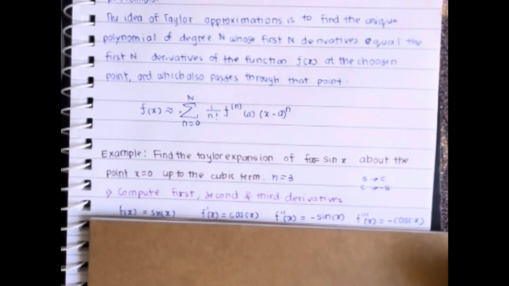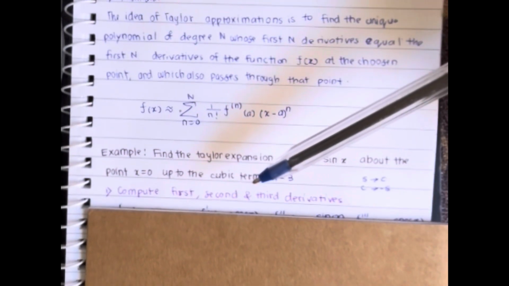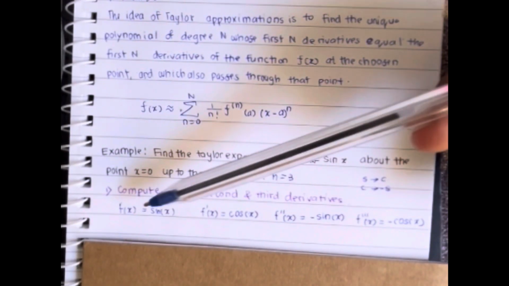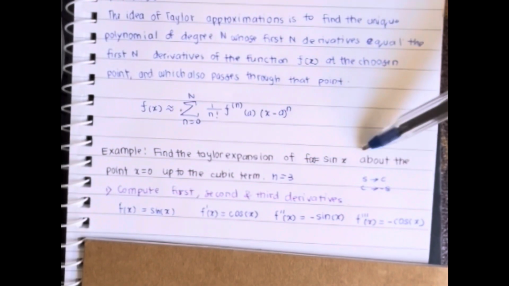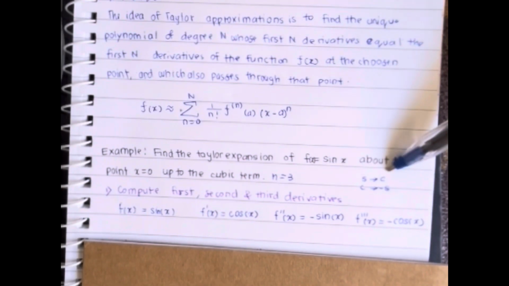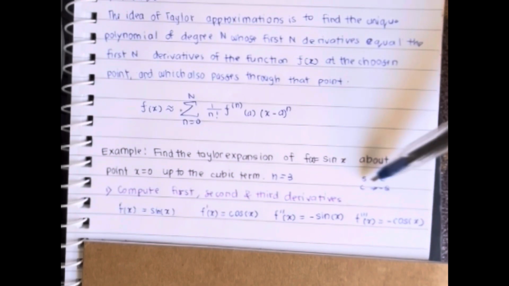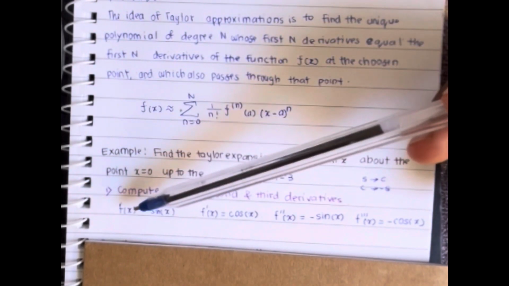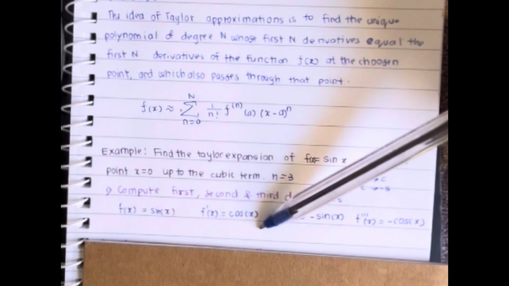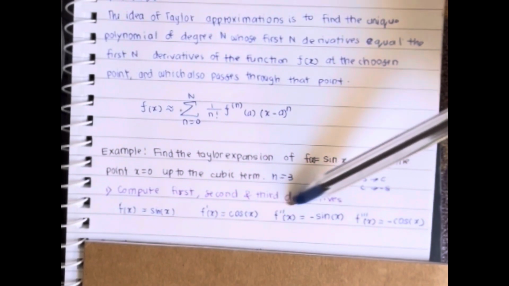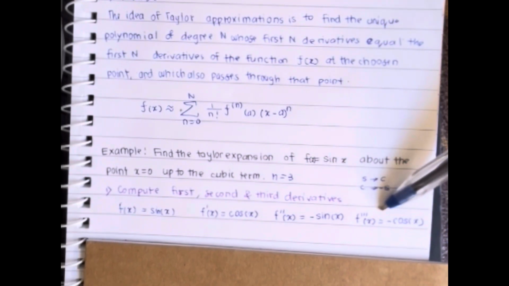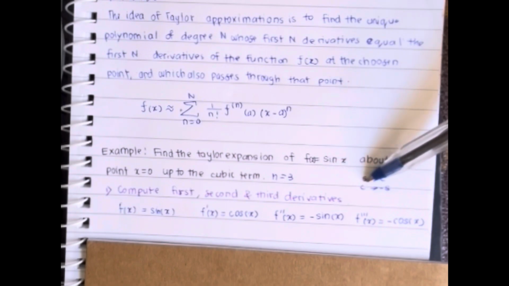So the first step would be computing the first, second and third derivatives, since we want the cubic term. So f(x) is sine x. Before that, we should know that the derivative of sine is cos, and the derivative of cos is negative sine. So our initial function is f(x) equal to sine x. Then the first derivative would be cos x. Then our second derivative would be negative sine x. Then our third derivative would be negative cos x.